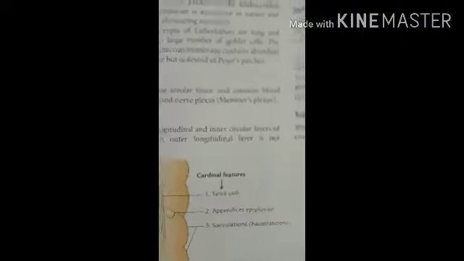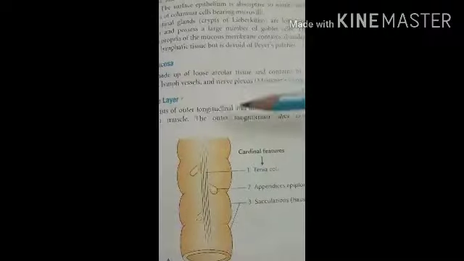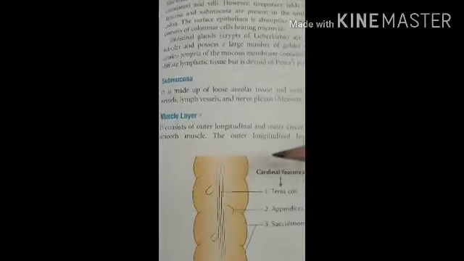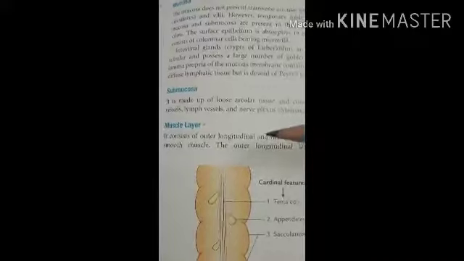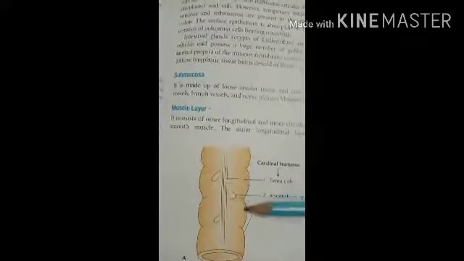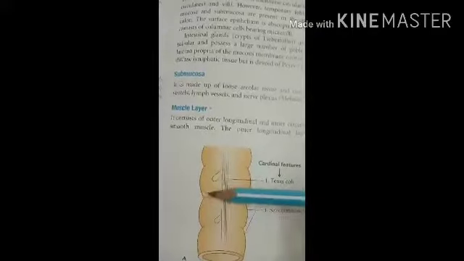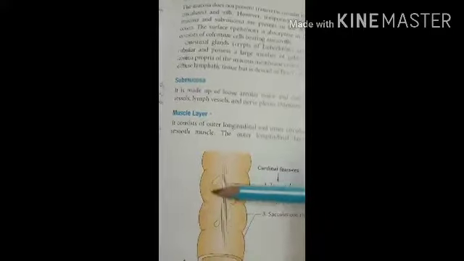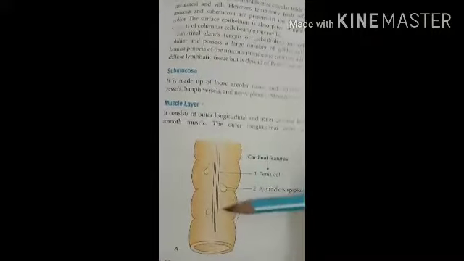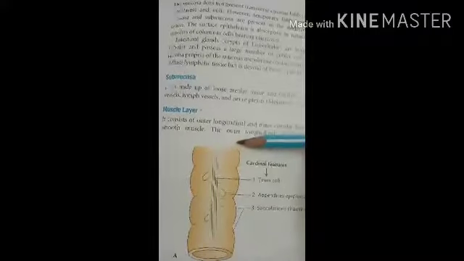After that we have to see that since the tinea are shorter than the circular muscle coat, the colon is puckered and forms the sacculations. So here, this one is the sacculated part, which occurs due to the larger length of the circular muscular coat and the shorter length of the longitudinal muscular coat.